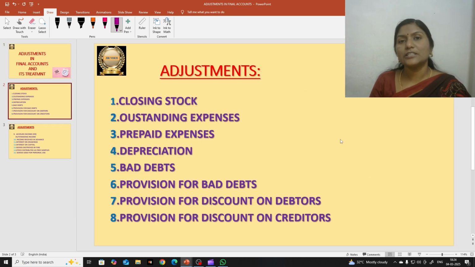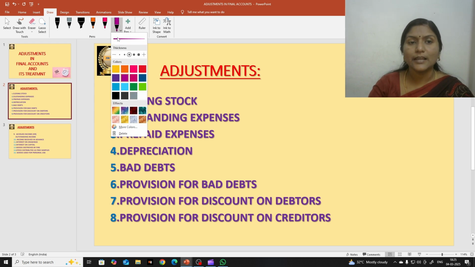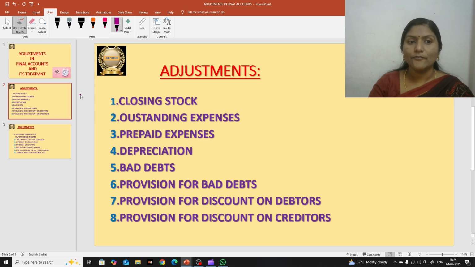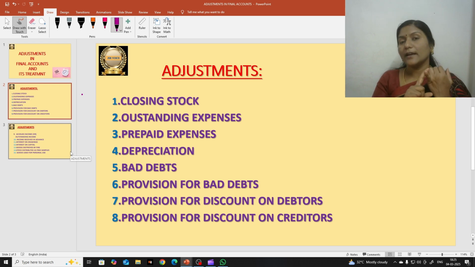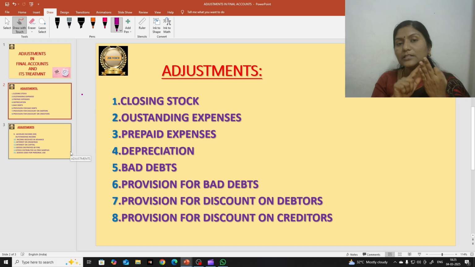Here I am going to discuss a few adjustments which actually come in the examination, and how we are going to record them, where we are going to write. As I said already in the previous class, all adjustments are going to be recorded 2 times in the final accounts. Final accounts means it includes 3 accounts. We are going to prepare trading account, profit and loss account, balance sheet. So these 3 accounts are called final accounts.